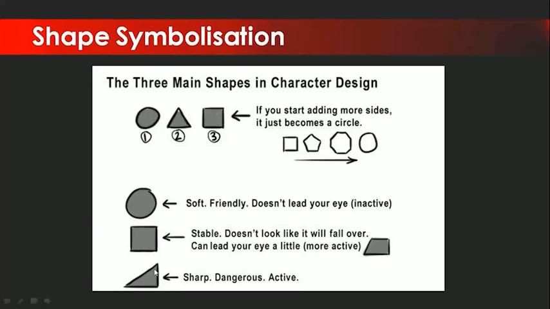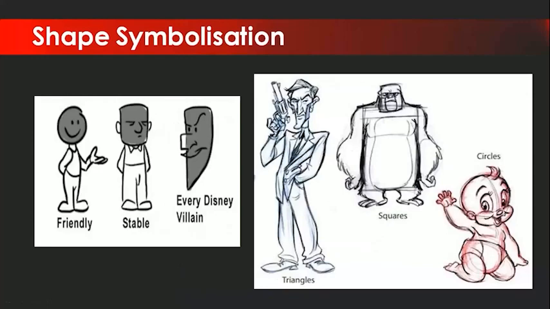So there are three major shapes, like I said. Circles are soft and friendly, and don't lead your eyes much. Square-based characters are stable, and don't look like they will fall over. Triangles lead your eye a little more, and sharp edges show danger and an active character. When you see most Disney characters or animation characters, they apply this rule perfectly in their character design, because as per their story and their designing point of view, these are the main criteria.